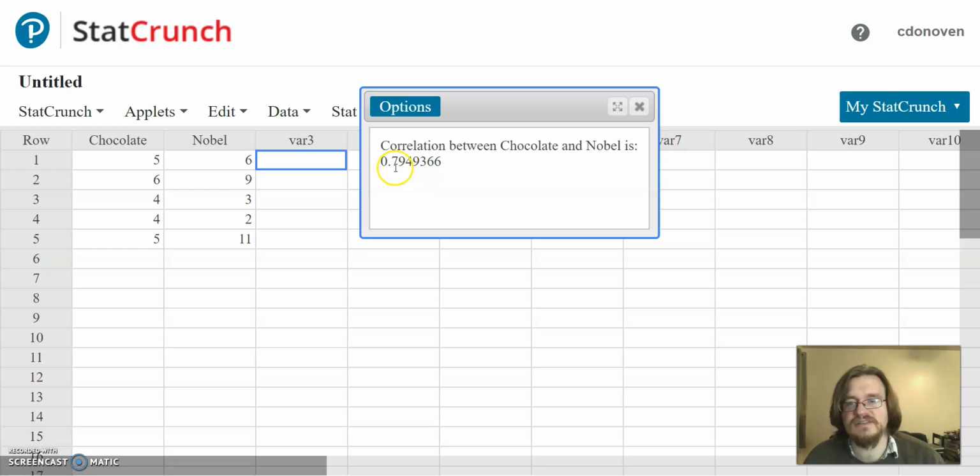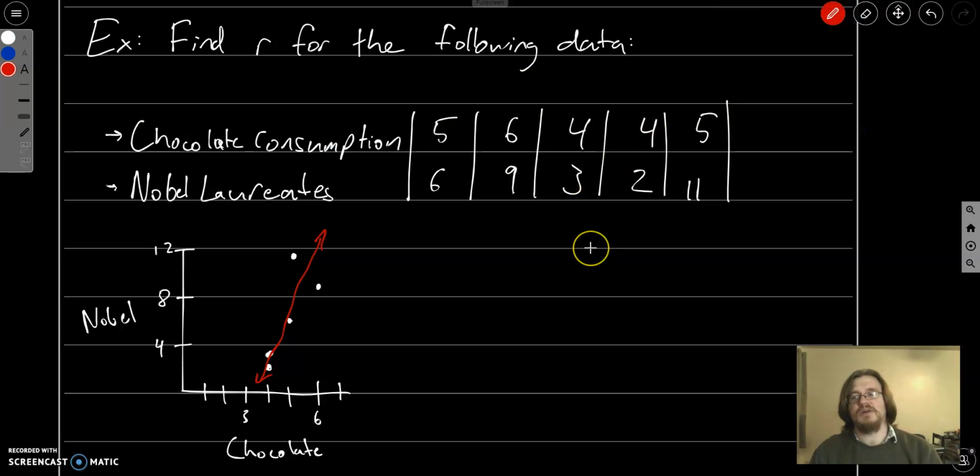That number is 0.79, and then we can round it. So that's pretty close to 1, which indicates that there is a linear relationship here. However, it is probably unlikely that consuming more chocolate causes more Nobel Prize winners.